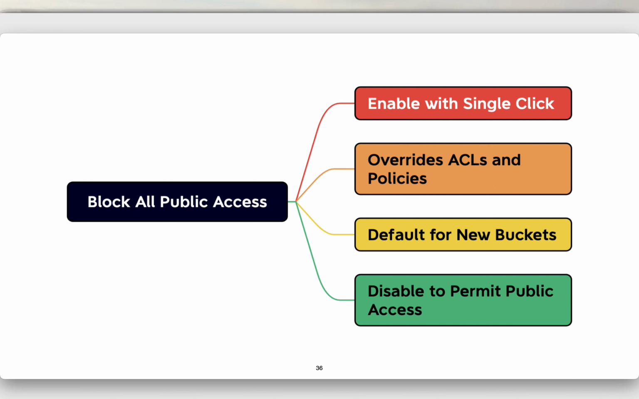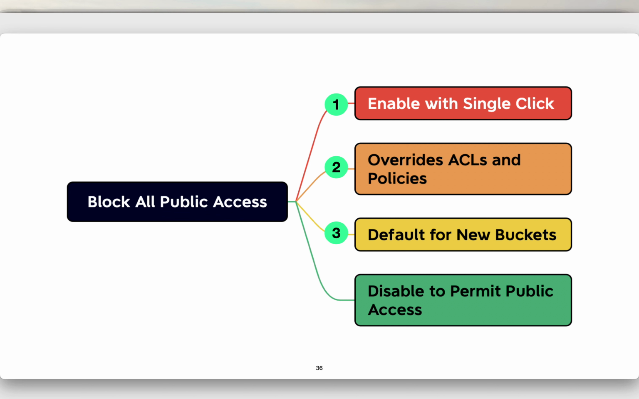Block all public access. 1. There is an option that allows users to ensure that a bucket will never permit public access. This can be enabled with a single click. 2. Once enabled, this option supersedes any configured access control lists, ACLs, and bucket policies, thereby overriding any permissions that would typically grant public access.